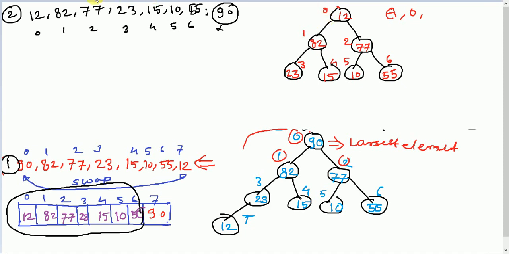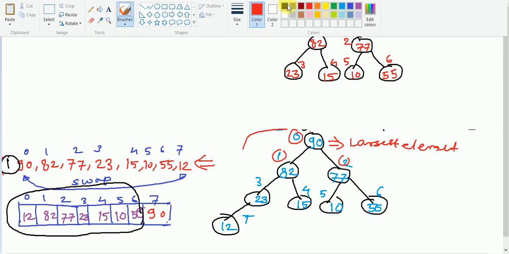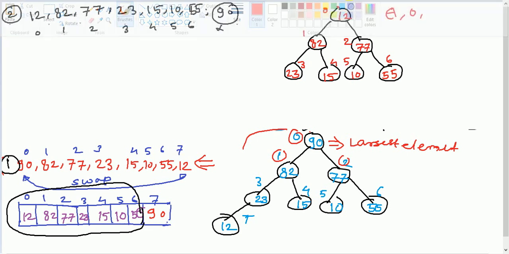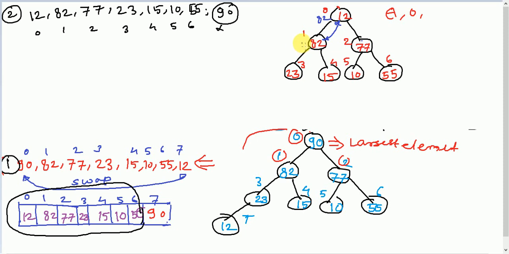Now I'll compare at index 0 with its children. The left child is 82, the right child is 77. Among these three, the largest is 82. So I'll swap 82 with the parent. So 82 will come here and 12 will go to the place of 82. Okay, before swapping 82 and 12, it was fulfilling the property of max heap.